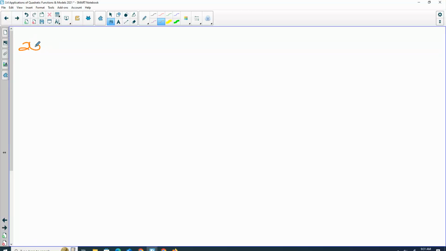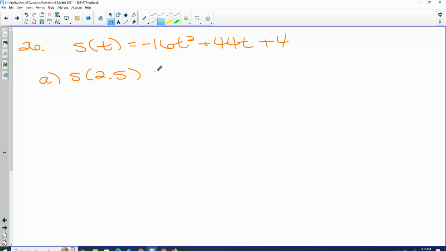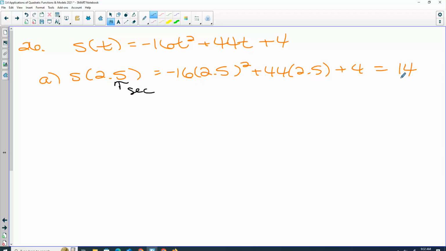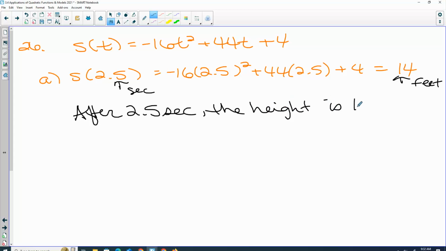Let's take a look at the last few. So 26, I told you this is height in feet after t seconds. I asked for s of 2.5. What does that mean? Plug it in. And what did that give us? 14. This is my x, so that was in seconds. This is what we get out, and that was in feet. So if I say interpret it, I might say, write a sentence: after 2.5 seconds, the height is 14 feet.